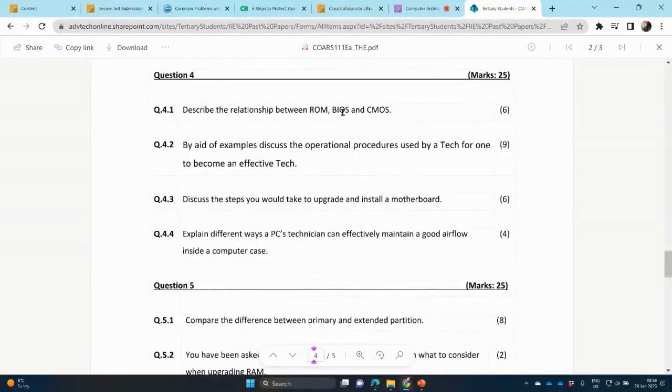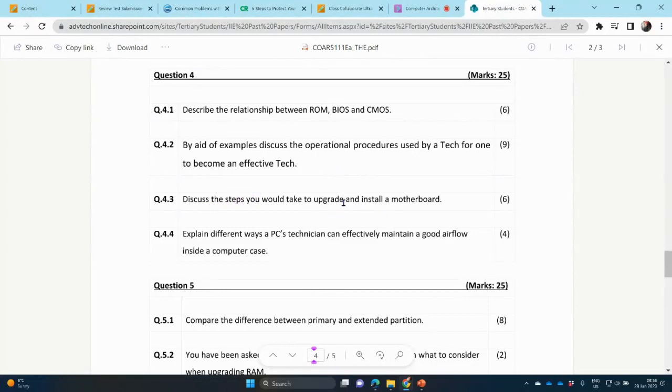Describe the relationship between ROM, BIOS, and CMOS. That's covered in your text. By aid of examples, operating procedures. Operating procedures, this is also covered to become an effective tech. So go back and look at where I would locate this information.